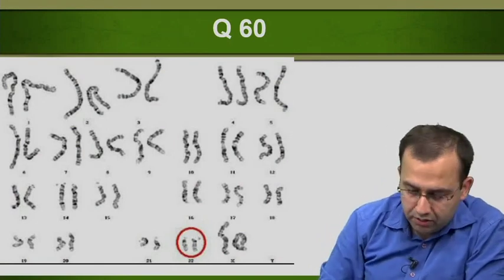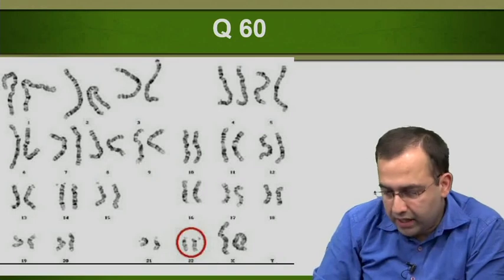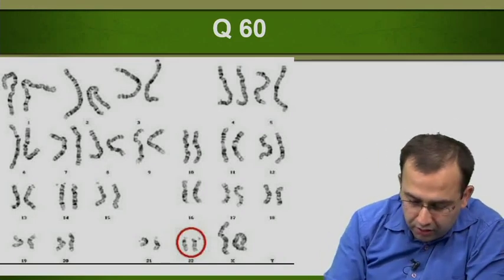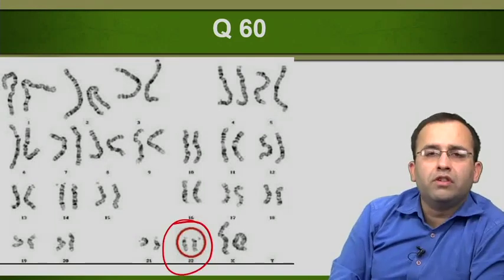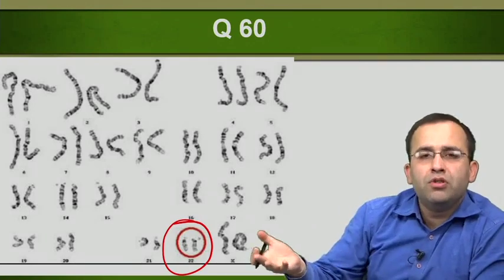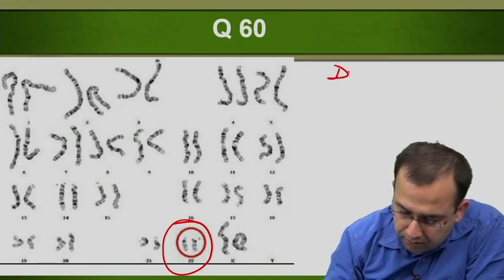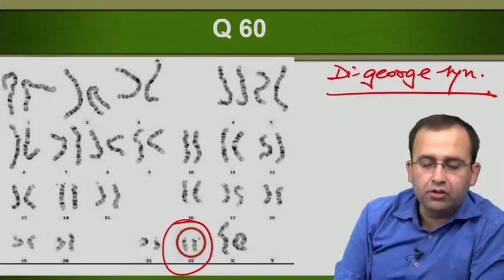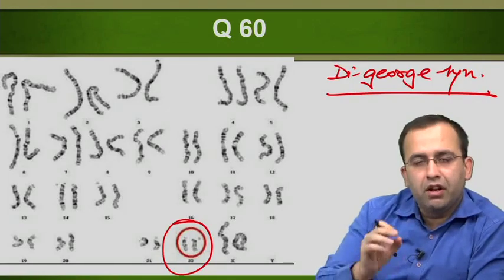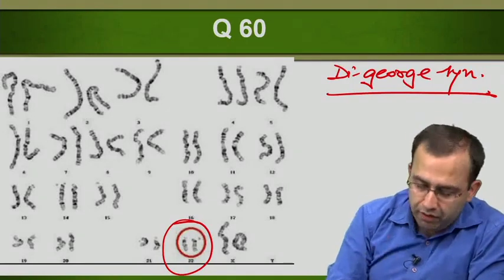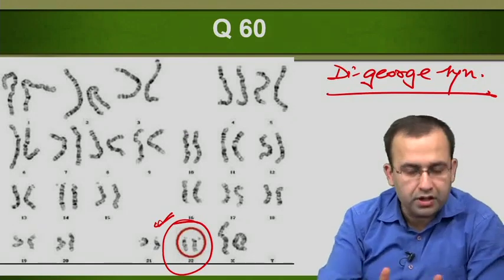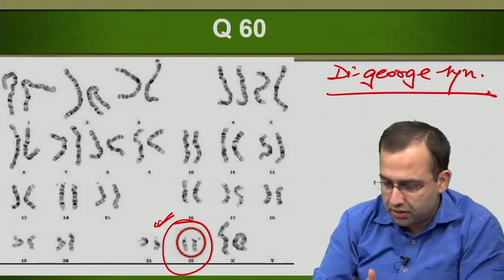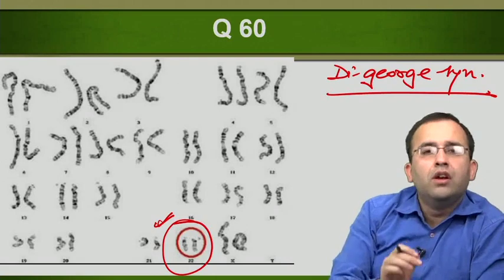This gets us to our last question: cytogenetics. This is karyotyping, and chromosome 22 is affected. Which T cell immune disease? DiGeorge syndrome. Whenever a karyotype is given, the affected chromosome will always be encircled. Do not worry, they will not just give you the karyotype and ask you to make a diagnosis. Chromosome 22 deletion, DiGeorge syndrome. Done. So this finishes the pathology session.